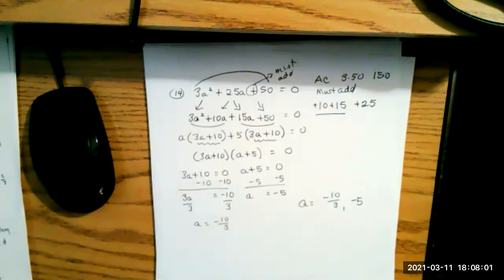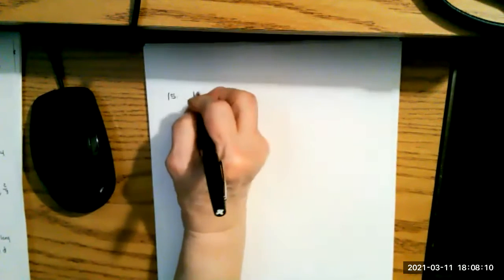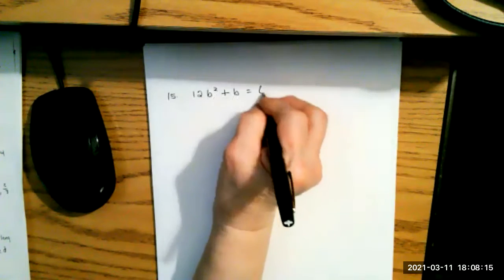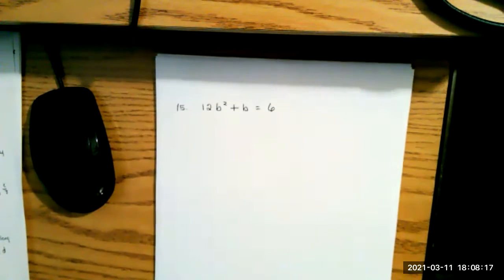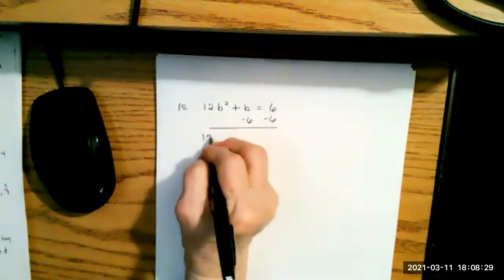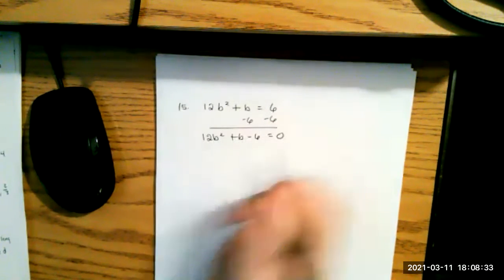All right, let's try another one that people had trouble with. I noticed that several students had trouble with this one. This is number 15, and it was the same problem. It just used different variables. 12b squared plus b equals 6. The problem with this one was that you had to set it equal to 0. So you have to move that 6 over by subtracting it from both sides. So I have 12b squared plus b minus 6 equals 0.